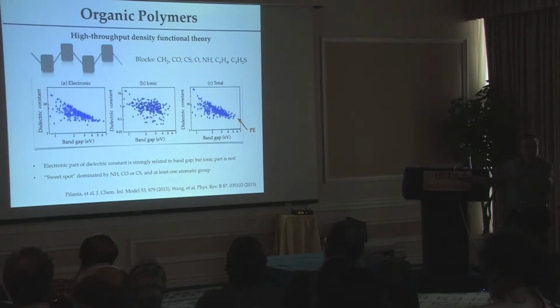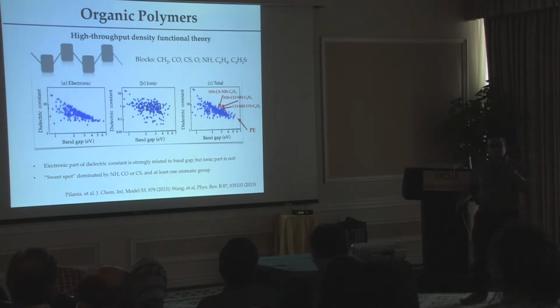And this is polyethylene, which is very similar to polypropylene, which we are trying to surpass. It has a large band gap, but low dielectric constant. Where we really want to be is the sweet spot over there: a moderate band gap and a somewhat large dielectric constant. If we go there and take a look at the systems that occupy that region, we see that they all contain NH, CO, or CS, and at least one aromatic group. So we are getting some clues as to where we want to go with the synthesis. We identified 3 specific cases, and we wanted to look at them more deeply.